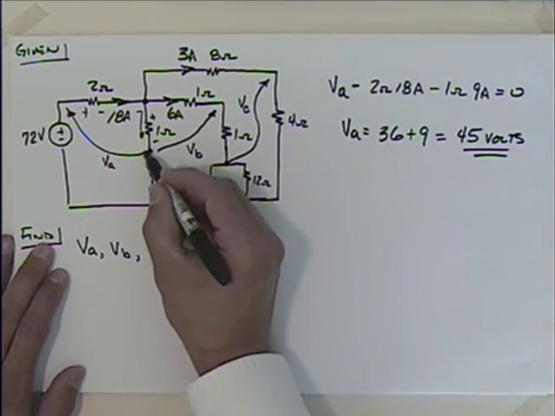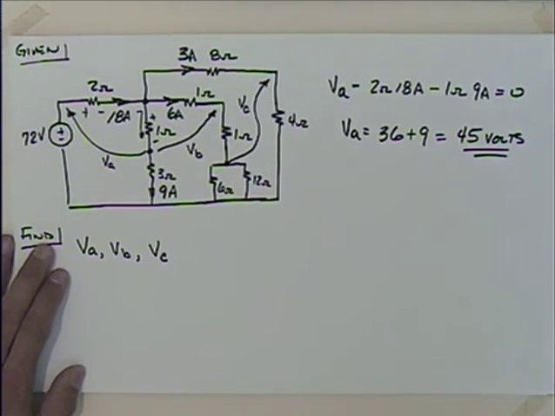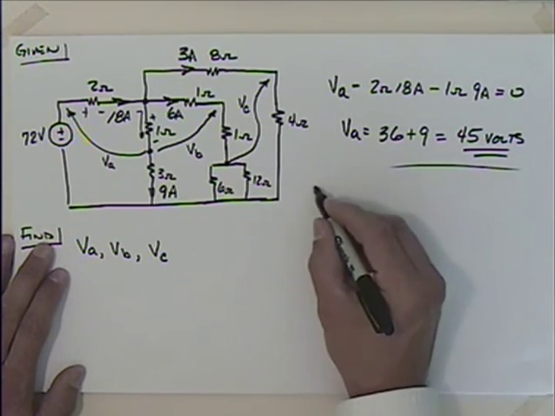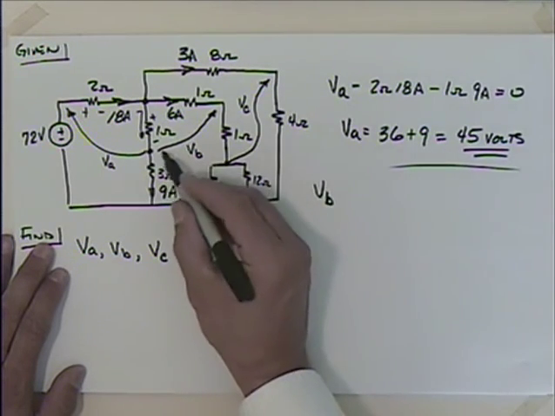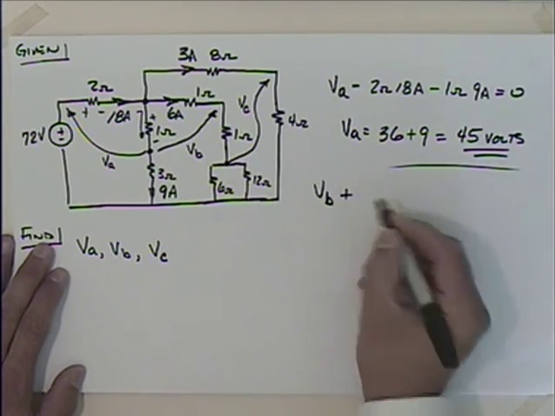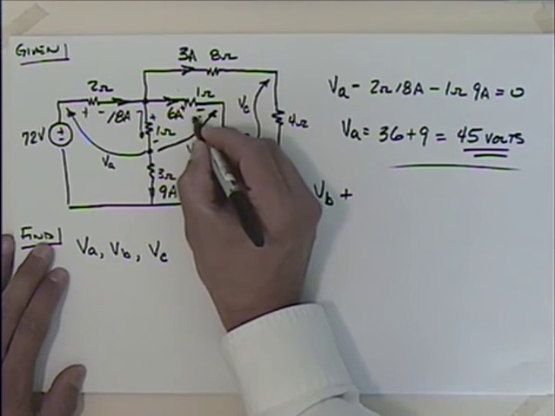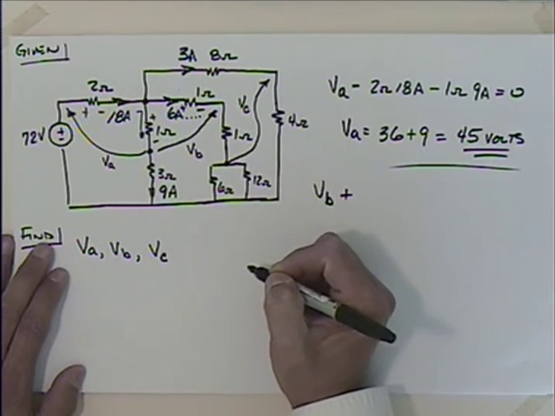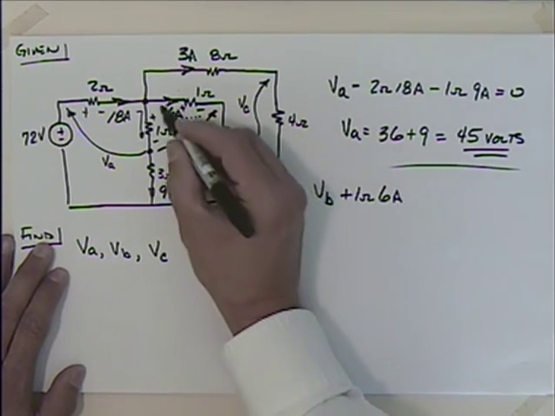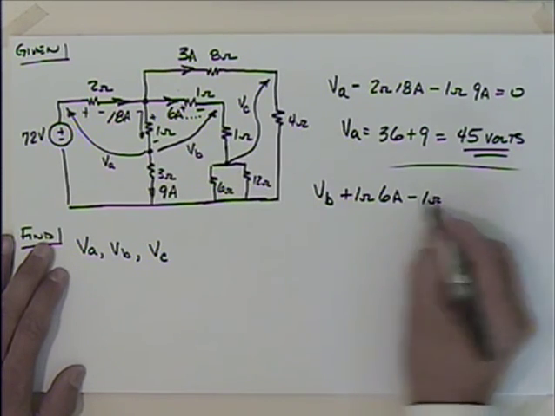And granted, there's other, you could say, well, what if I went around here? And there's all kinds of different paths, and this would be a good problem to practice those different paths. Well, let's talk about VB. So VB, I go from there to there. And then I could say that I have positive because this current's going to cause me going from positive to negative. So now as I go to the left across that, I'm going to have positive 1 ohm times 6 amps. And now as I turn and go down this one, I'm going to go from positive to negative, so that's a drop, minus 1 ohm times what? 9 amps.